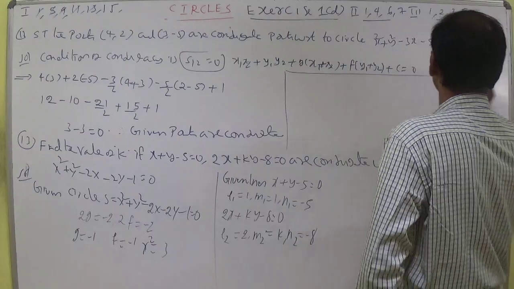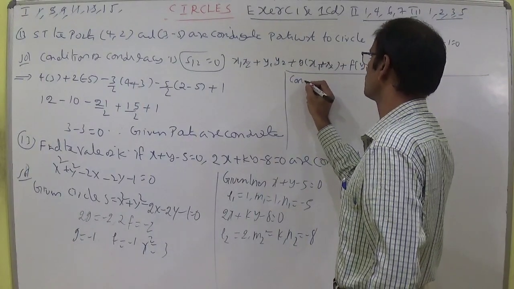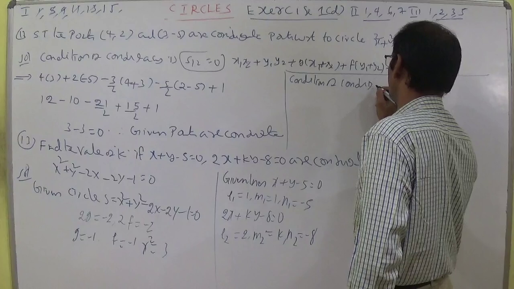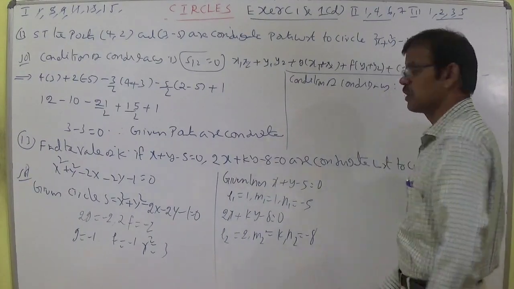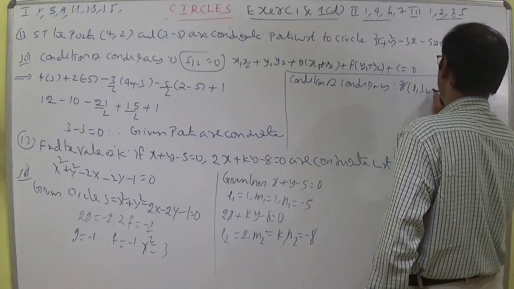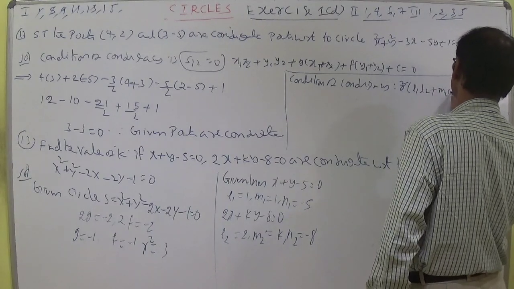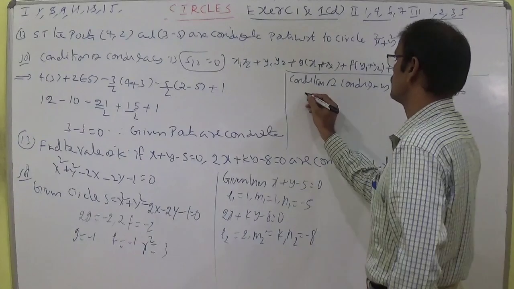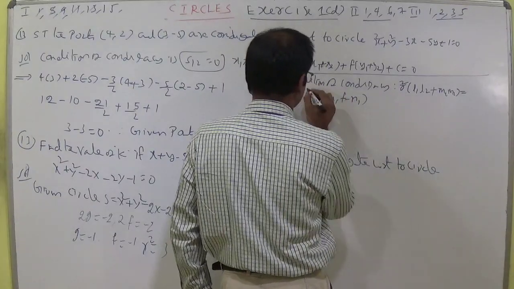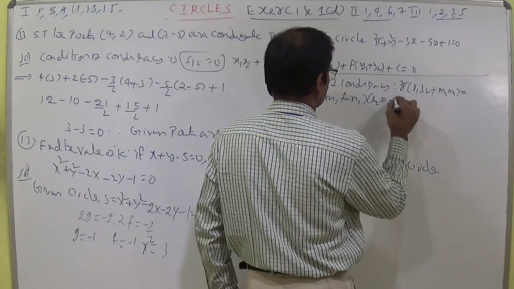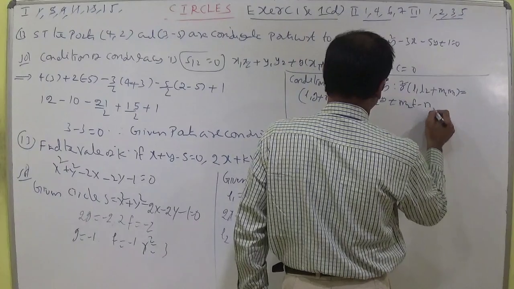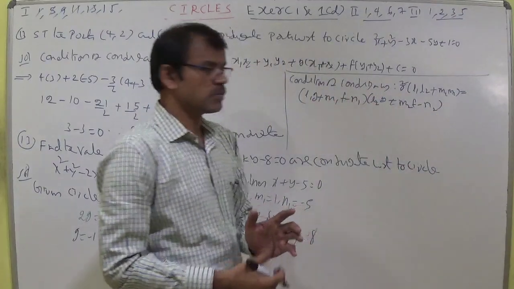Remember the condition of conjugacy of the lines L1x + M1y + N1 = 0 and L2x + M2y + N2 = 0 with respect to the circle: r²(L1L2 + M1M2) = (L1g + M1f - N1)(L2g + M2f - N2).